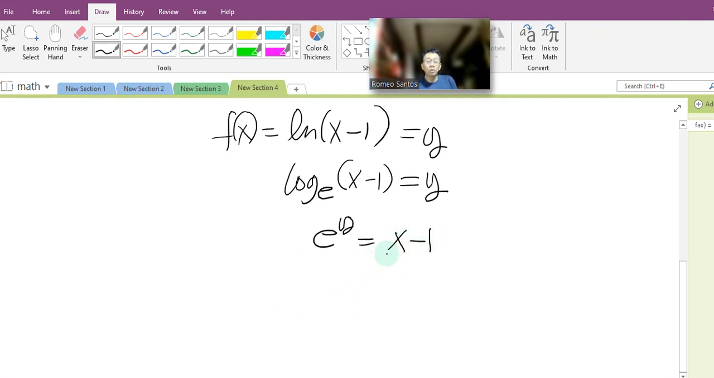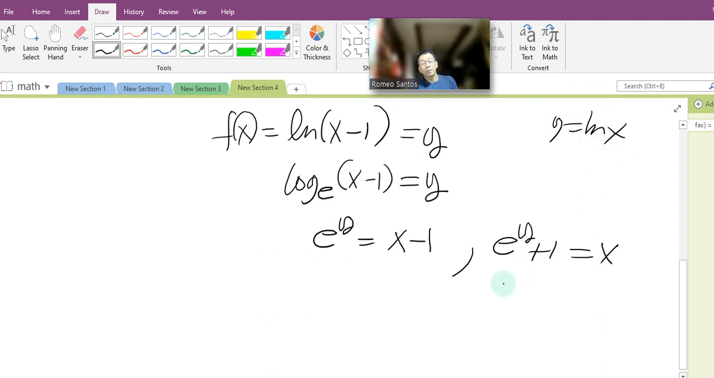Now, if you want to solve for x, you can transpose the constant negative 1 to the left. e raised to y plus 1 is equal to x. So you have the values that we have when y is equal to ln x. You just add plus 1.